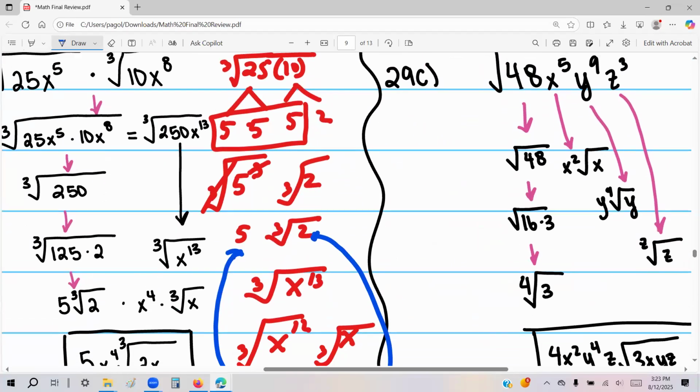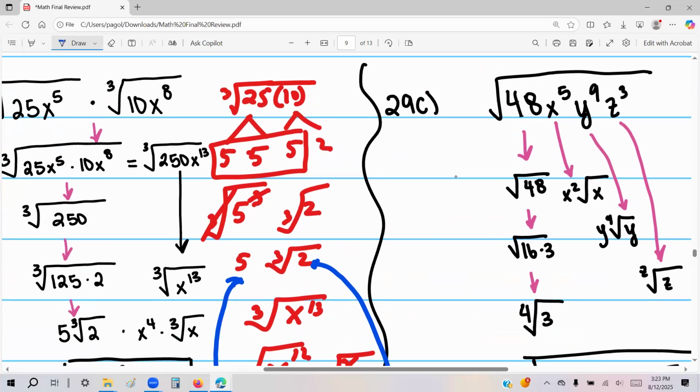Do I have more? The next one is the same, but instead of multiplication, they give you everything together. And it's square root instead of cube root. So do the same thing. You simplify each one of them separately. For square root of 48, if you know that 48 is 16 times 3, your life is easy. It's square root of 16 and square root of 3. This is 4 times square root of 3.